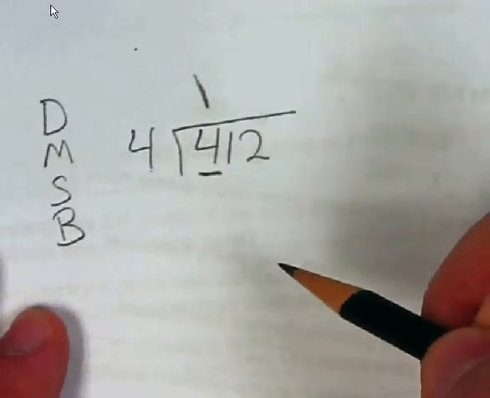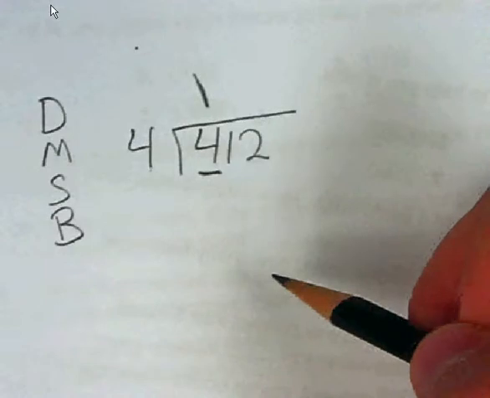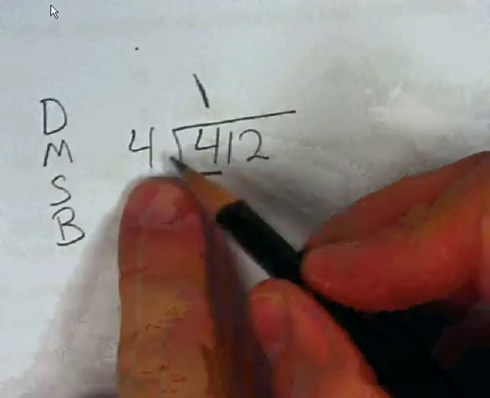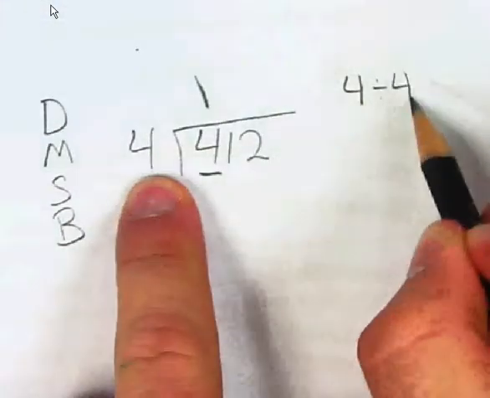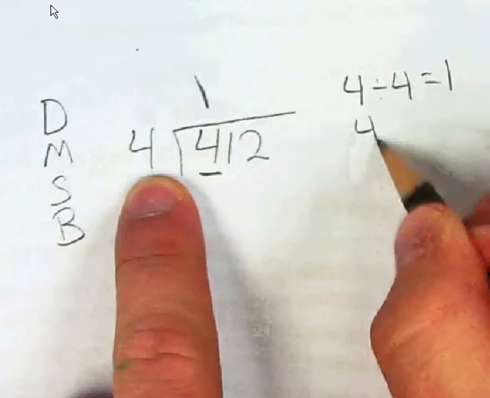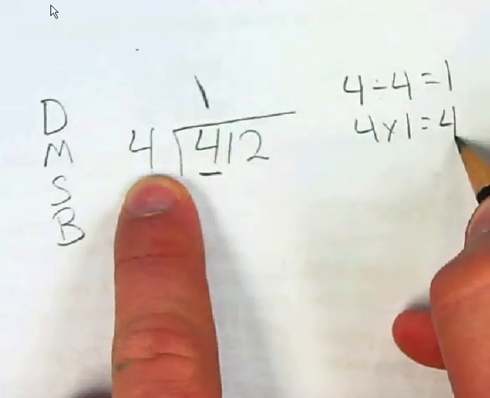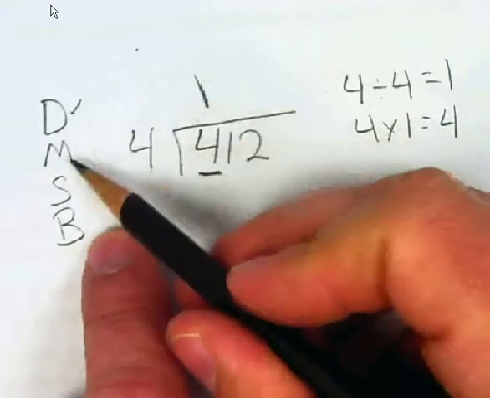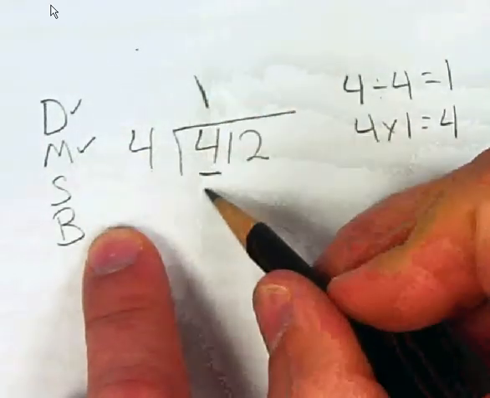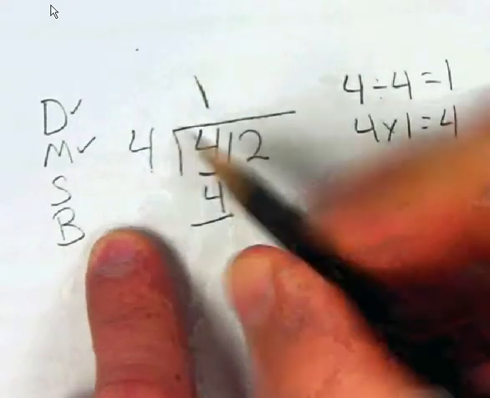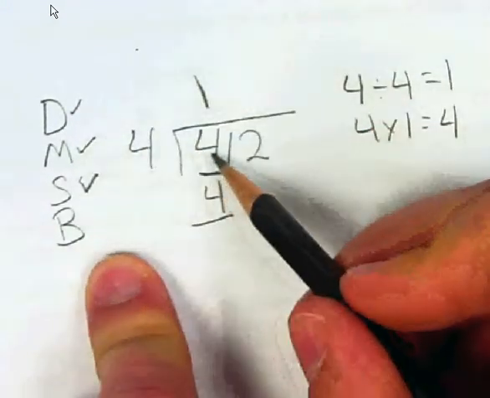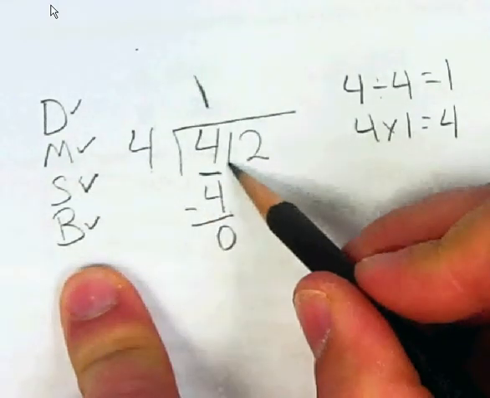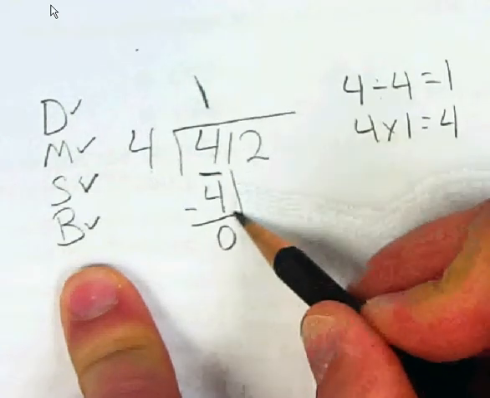Again, we're going to use those multiplication commutative property skills, and we're going to say that 4 divided by 4 equals 1, just like 4 times 1 equals 4. That same fact family. Okay, so now we divided. Now we're going to go into multiply. 4 times 1 equals 4. Now we subtract. 4 take away 4 equals 0. And then we bring down. We haven't used this 1 or the 2, so we're going to go ahead and bring that 1 down.